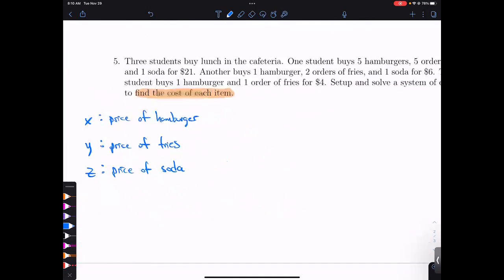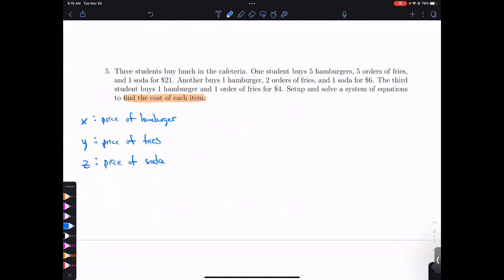And then, I can't remember if it was this class or somewhere else, somebody asked about this yesterday. It doesn't matter what you use to label them, just make sure that you're being consistent, right? So if X is the price of each hamburger, then for each of these 3 equations that we're going to end up setting up, we should be using X for that.